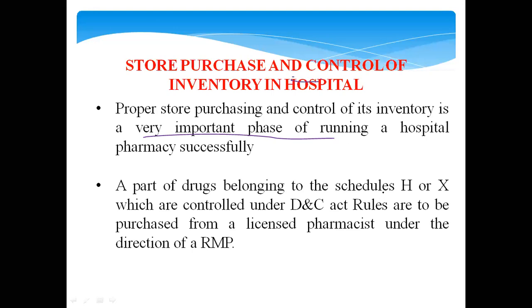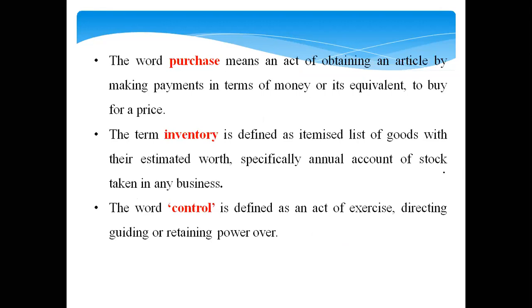The drugs scheduled in H as well as X, that is psychotropic drugs, which are controlled under the D&C Act rules, are to be purchased from a licensed pharmacist only, under the direction given by the RMP, Registered Medical Practitioner. So Schedule H and Schedule X drugs should be dispensed by a licensed pharmacist under the direction given by registered medical practitioners. Purchase.